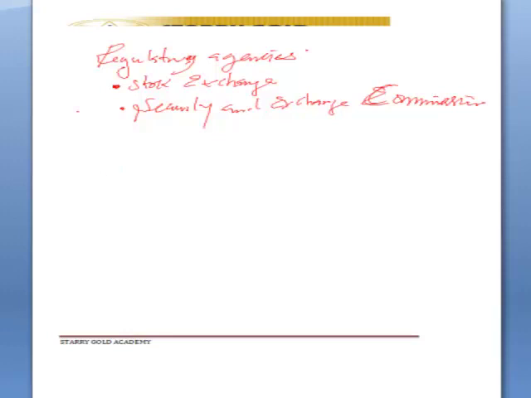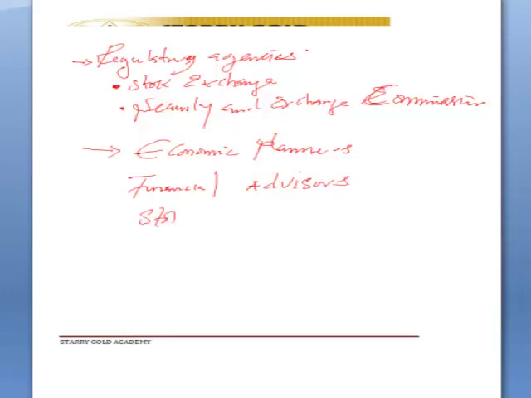Then we stay under external users. We can see the economic planners. Economic planners are external users, and these economic planners range from financial advisors. Financial advisors find their way here. Now stock brokers, because they are also advisors to their clients, stock brokers, and also the financial press. The financial press form the economic planners.